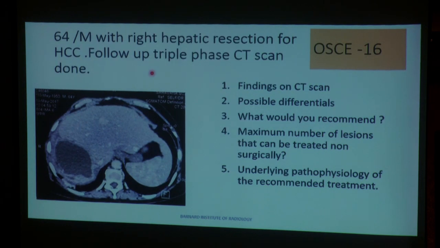This is a 64-year-old male with a right hepatic resection for hepatocellular carcinoma. Now the follow-up triple phase CT image is given. What are the findings on the CT scan? What are the possible differentials? What would you recommend for this patient? The maximum number of lesions that can be treated non-surgically by IR, and the underlying pathophysiology of the recommended treatment.